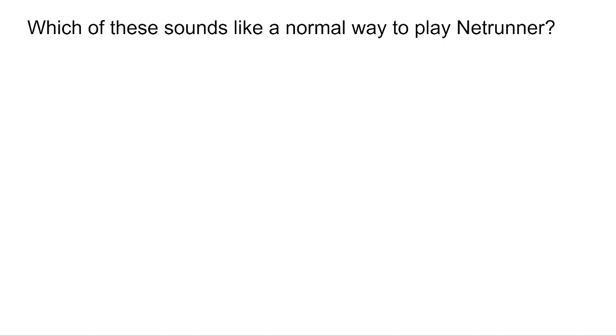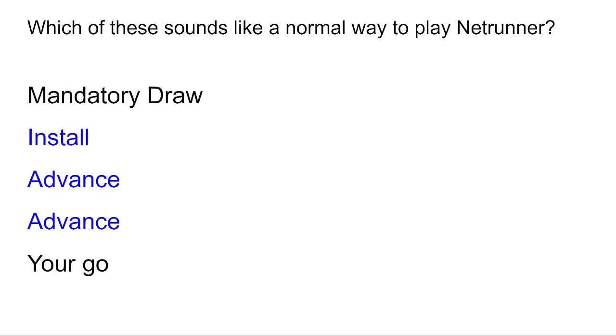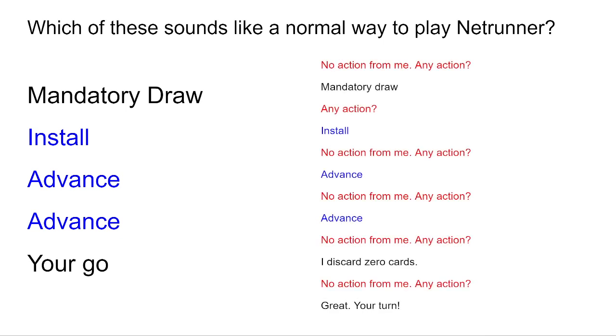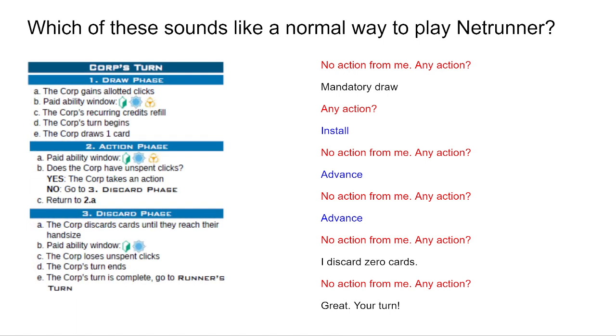Like, for example, which of these sounds like a normal way to play Netrunner? Mandatory draw, install, advance, your go? Or: no action for me, any action? Mandatory draw, any action? No? Okay, all right, cool, install. No action for me, any action? No? Okay. Advance, no action for me, any action? No? Okay. Advance, no action for me, any action? Okay, I discard 0 cards. No action for me, any action? No? Okay, great, it's your turn. Now, that's what the rules say that you have to do to get through a turn.